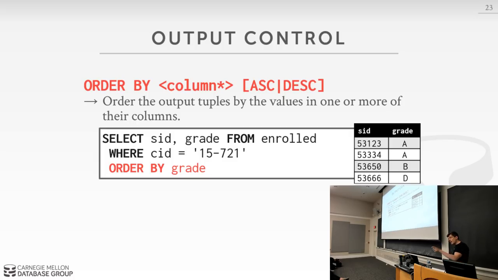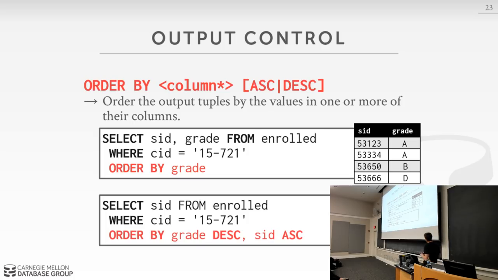But I can also add additional attributes to my ORDER BY clause to do more complicated things. In this case, I want to order by grade in descending order, and then after that, sort them based on the student ID in ascending order. And I would get output like this.